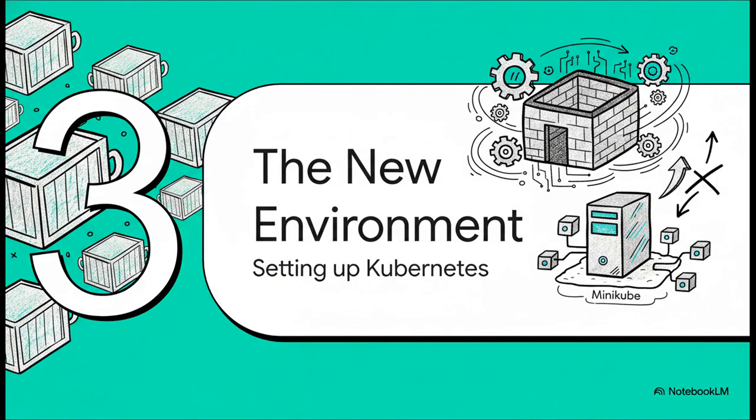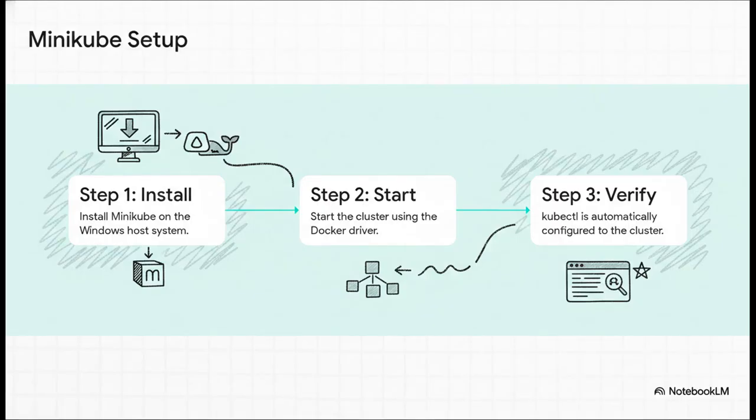So, with our app all neatly packed into containers, it's time to build its new home. We're not going straight to the cloud. Instead, we're setting up a powerful, local version of a production environment using Minikube. And you know what? Getting this environment running is surprisingly simple. It's really just a three-step process. Install Minikube, start the cluster with one command, and that's pretty much it. Minikube is smart enough to automatically connect to kubectl. That's the command line tool you use to talk to Kubernetes, so we're ready to deploy right away.